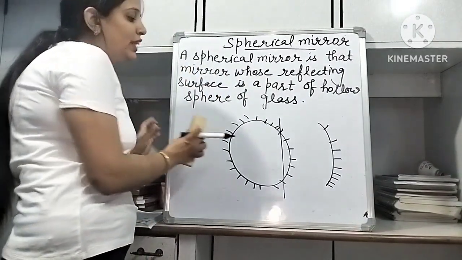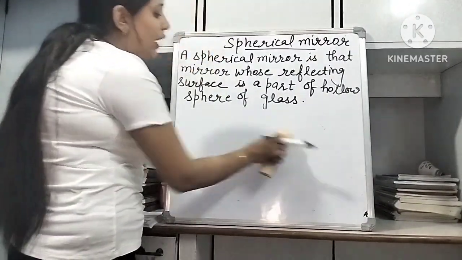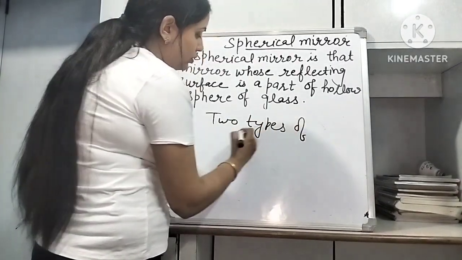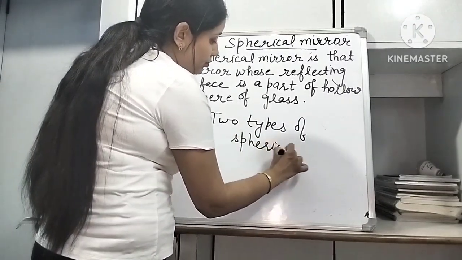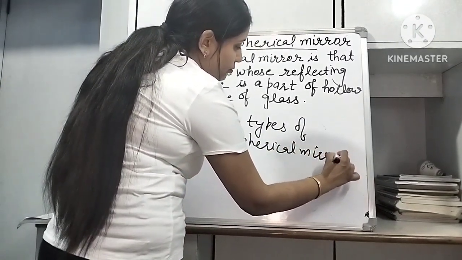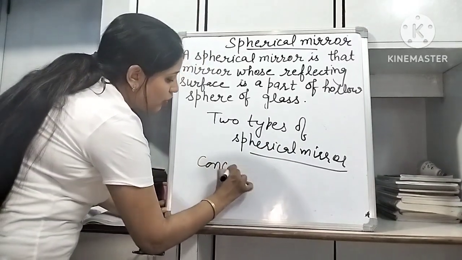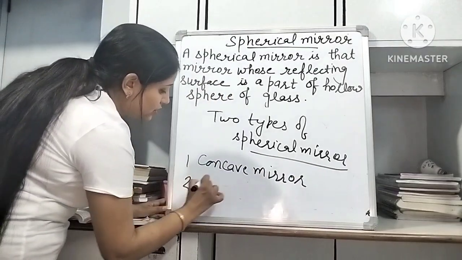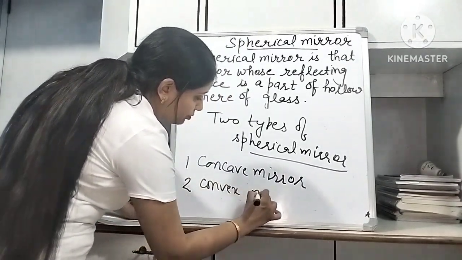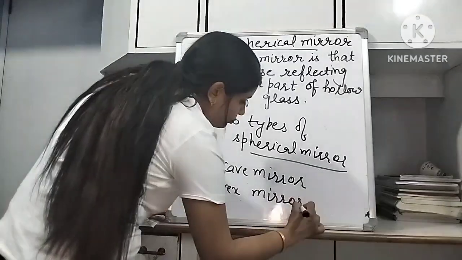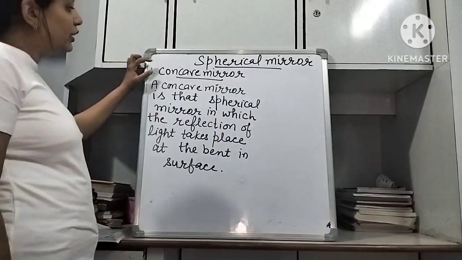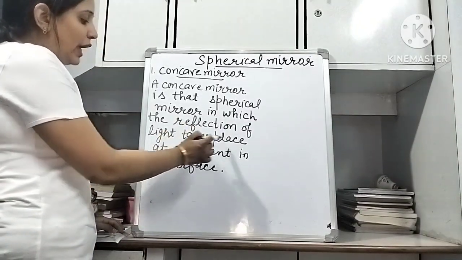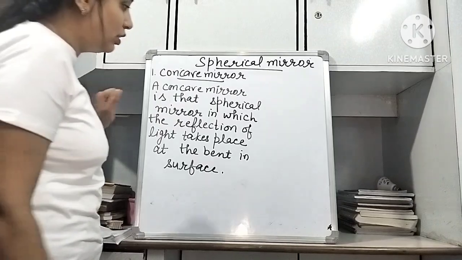There are two types of spherical mirrors: concave mirror and convex mirror. Concave mirror is that spherical mirror in which the reflection of light takes place at the bent-in surface.